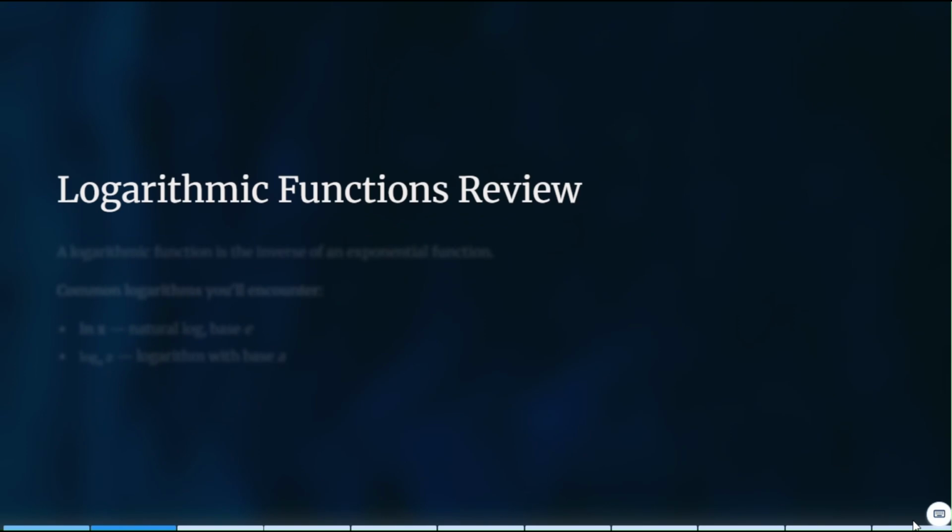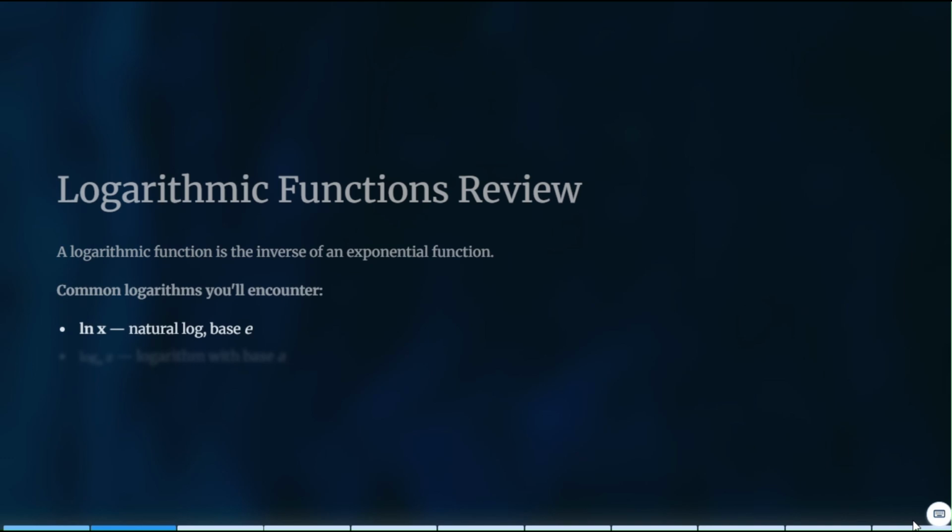First, let's review logarithmic functions. A logarithmic function is the inverse of an exponential function. Understanding this relationship is key to working with their derivatives. The common logarithms you'll encounter: ln x, that is the natural log, base e, or log of x, base a. That's logarithm with base a.